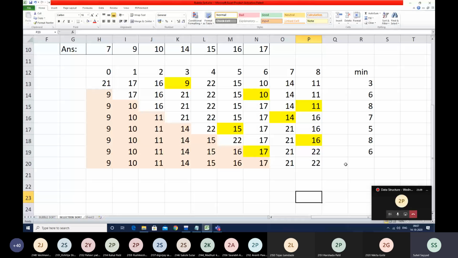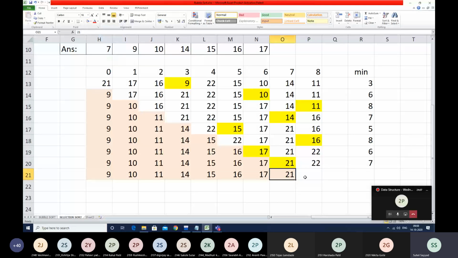Yeah, what is the next min? 7. So 21 again, this is not required to be sorted because it is already in its appropriate position. And finally 22 means this will be done. So this is our last iteration.